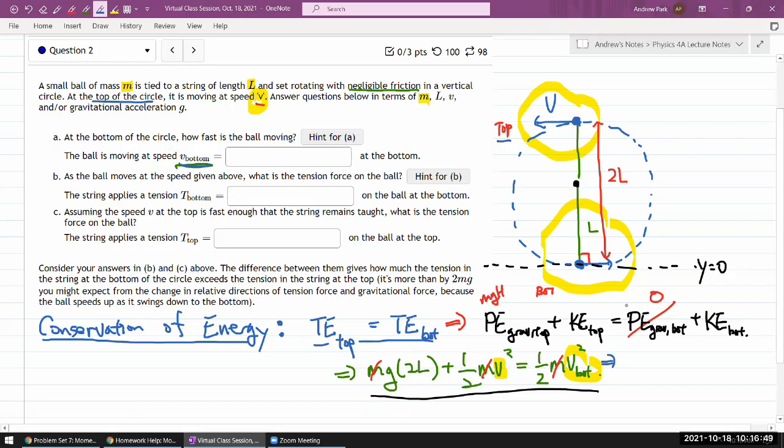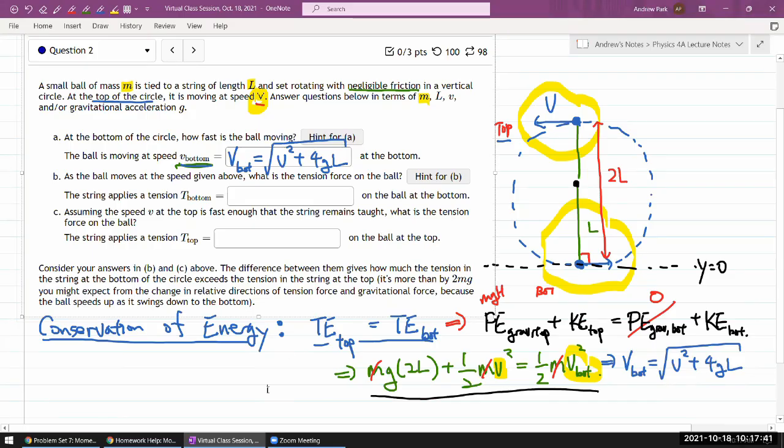So after I'm done doing that algebra in my head, this is what I get. Velocity at the bottom is equal to the square root of v squared plus 4gL. So let me just put this in the answer box. All right, let's keep going.